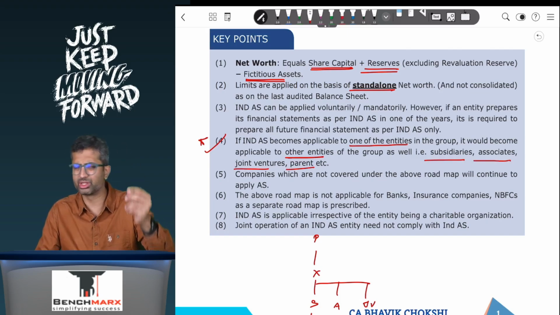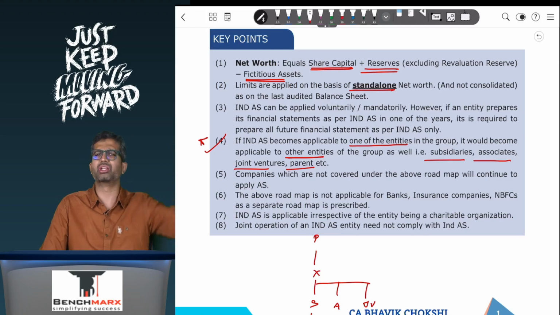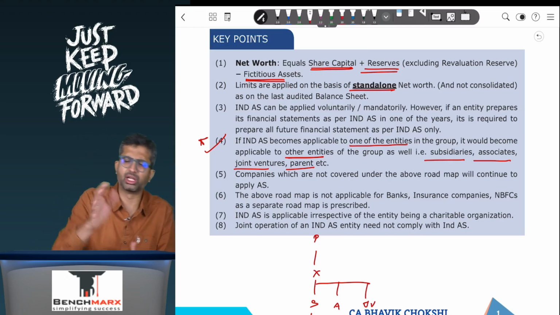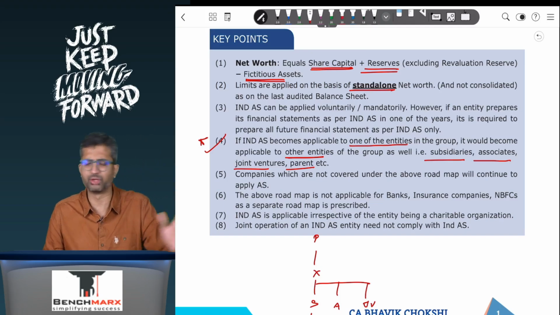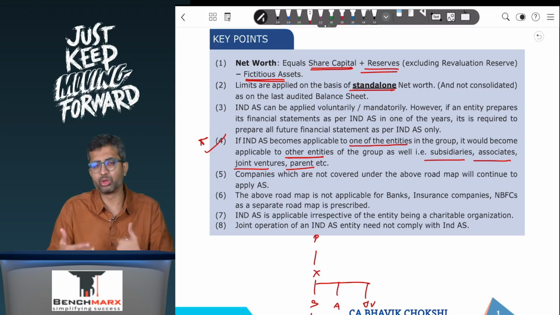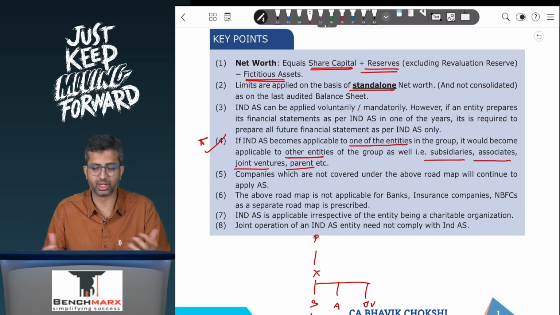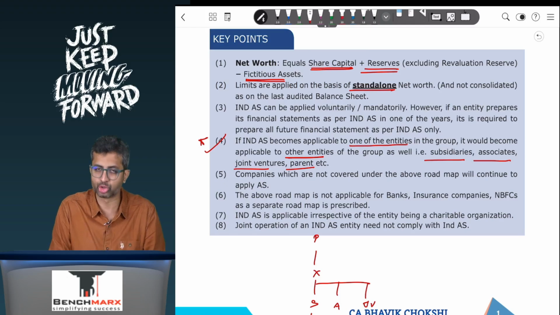What is a subsidiary, associate, joint venture? We'll study it at length when you do the respective standards, but loosely, subsidiary is an entity where you have control, like generally more than 50% stake. Associate, where you have more than 20% stake, and joint venture, where there is a joint agreement in a separate entity, for example. So these companies will also follow Ind AS.